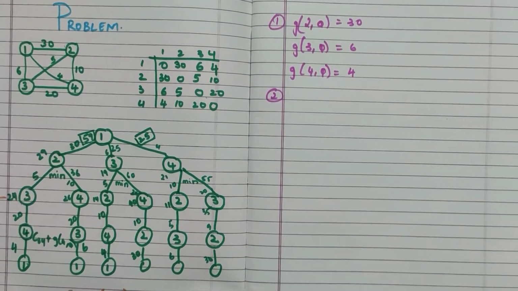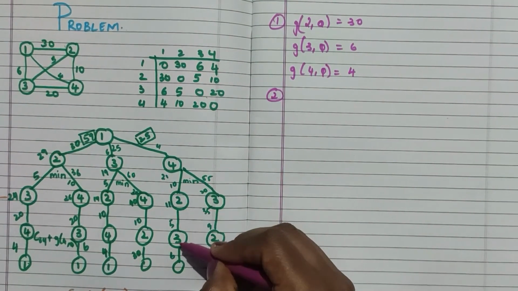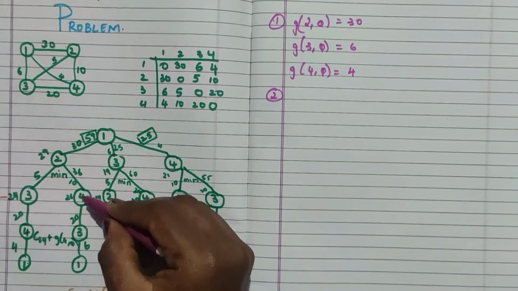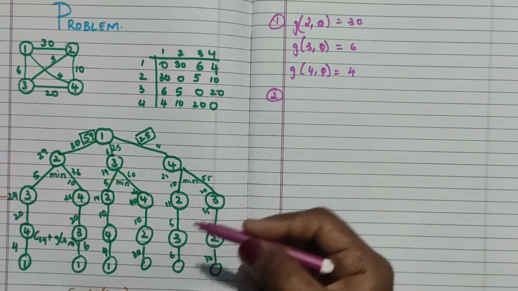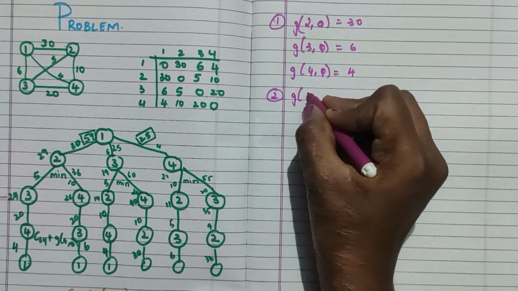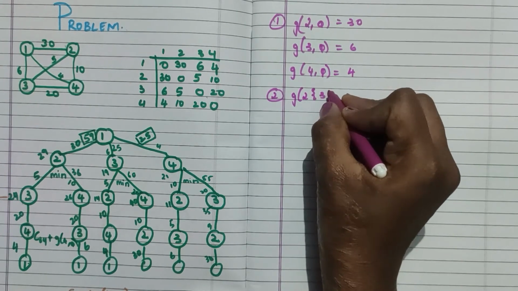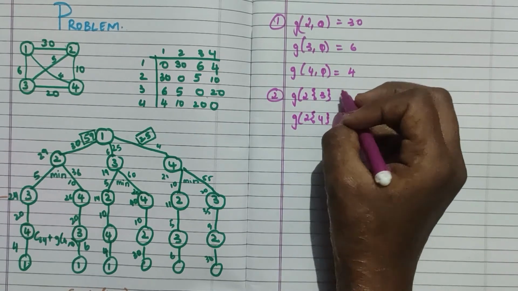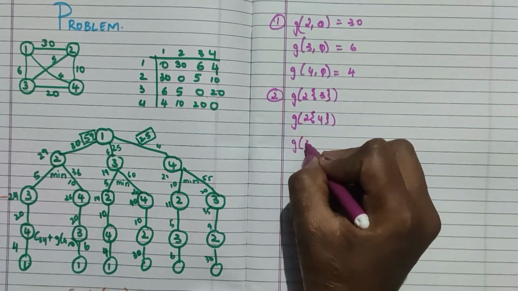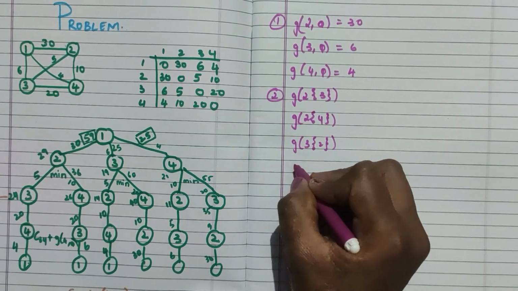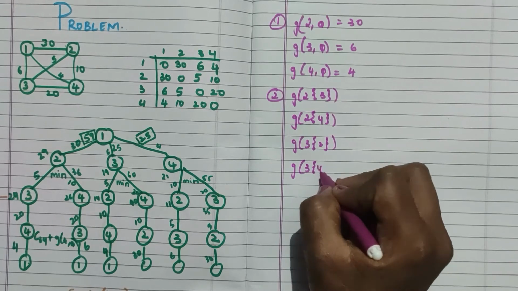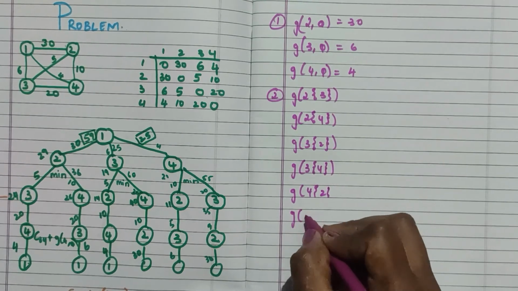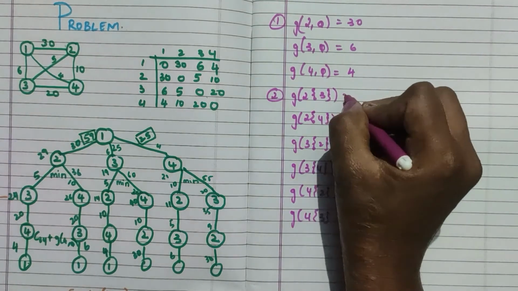Now we'll move to the second step. So if you see here, 2 to 3, 2 to 4, 3 to 2, 3 to 4, 4 to 2, 4 to 3. So this is how it is repeating. So what we will do, g of 2, open the bracket, 3. G of 2, open the bracket, 4. So we just write it like this first. So g of 3, open the bracket, 2. Then g of 3, open the bracket, 4. Then g of 4, open the bracket, 2. G of 4, open the bracket, 3. So we are done like this.